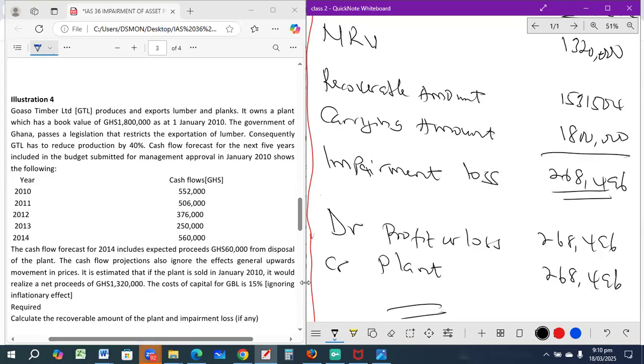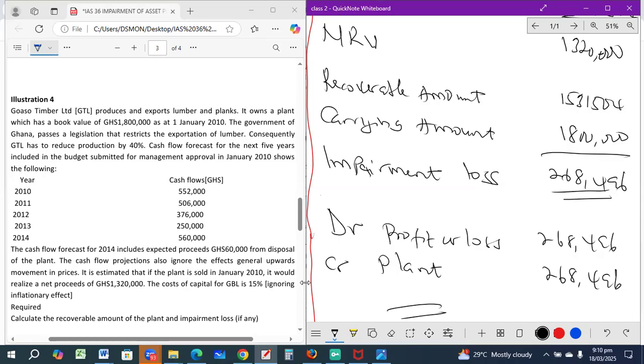So these cash flows are based on the future values. So if you are to determine the value in use, then on that day, the question will give you the future values in respect of that date. Okay. I get it. Thank you.